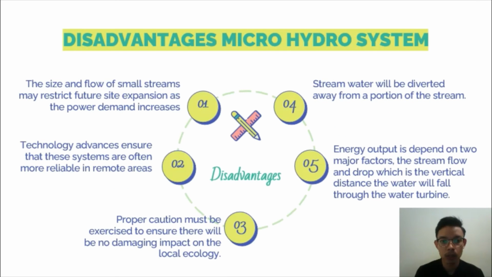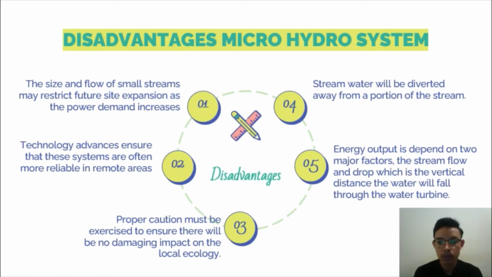And now I will explain the disadvantages of micro hydro system. The first one is the size and flow of small streams may restrict future site expansion as the power demand increases. Second, technology advances ensure that these systems are often more reliable in remote areas. Third, proper caution must be exercised to ensure there will be no damaging impact on the local ecology.